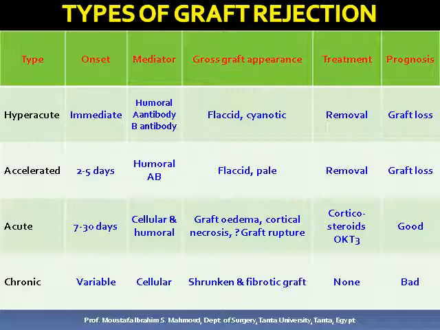The accelerated type of rejection. The onset is 2 to 5 days. The mediator is humoral antibody. The gross graft appearance is flaccid and pale. The treatment is removal. Prognosis: graft loss. Acute rejection occurs at 7 to 30 days.